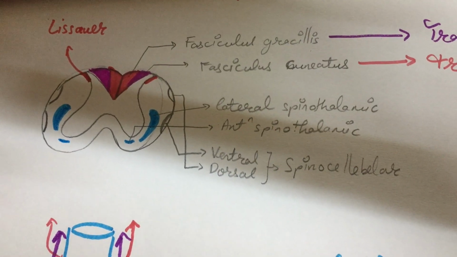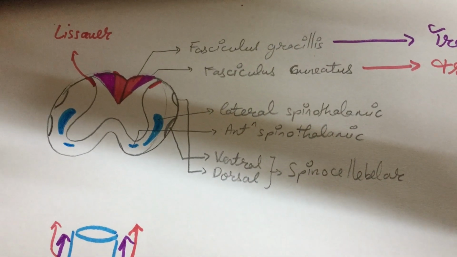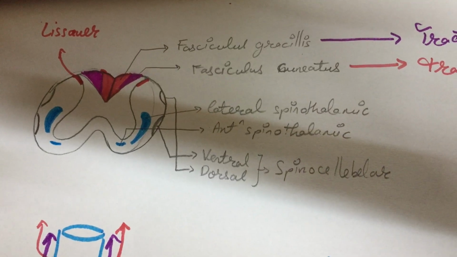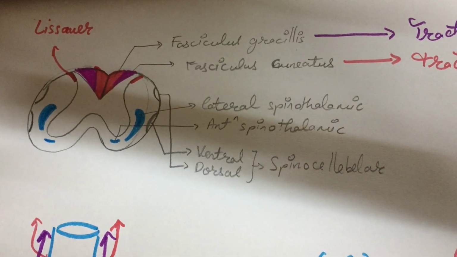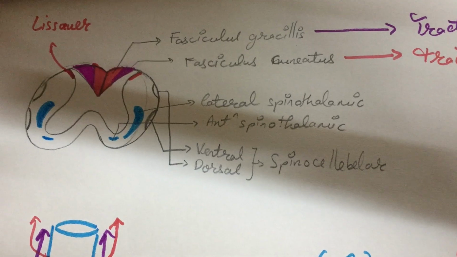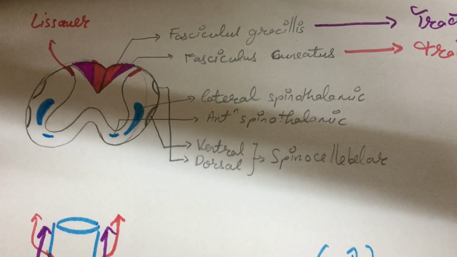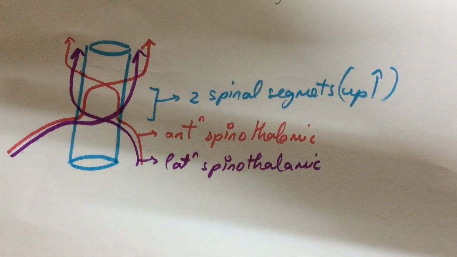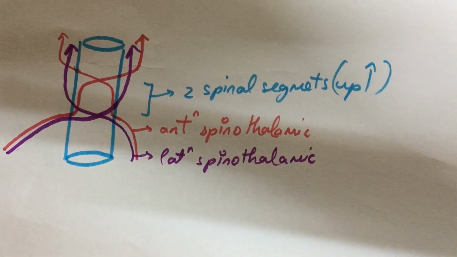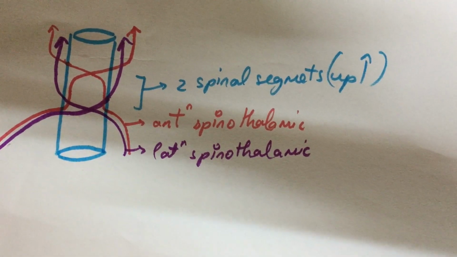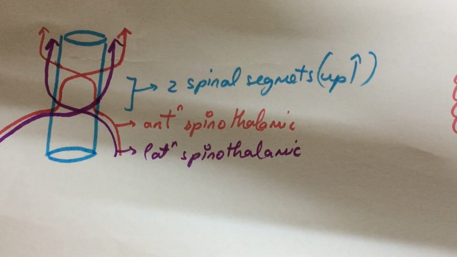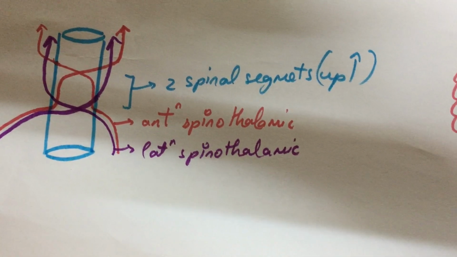Ascending tracts have a sensory function. The ascending tracts of the spinal cord involve the fasciculus gracilis, fasciculus cuneatus, lateral and anterior spinothalamic, and ventral and dorsal spinocerebellar tracts. There are three major types of reception, that is exteroceptors, proprioceptors, and reflex sensations. The exteroceptors are carried by the spinothalamic tract.